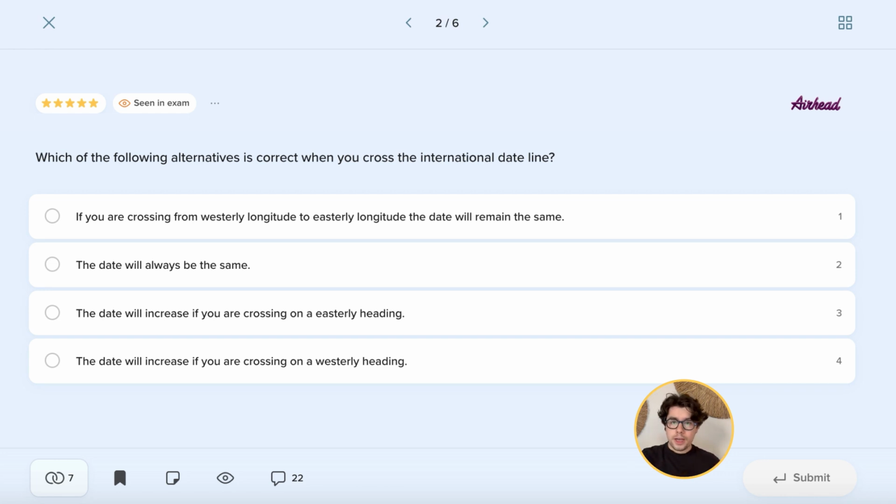And now for question number 2. So which of the following alternatives is correct when you cross the international date line? So the international date line is of course something that has been agreed by the countries. It is an artificial line, and it comes from the idea of countries wanting to maintain certain time zones for the simplification of the politics and simply people's life.